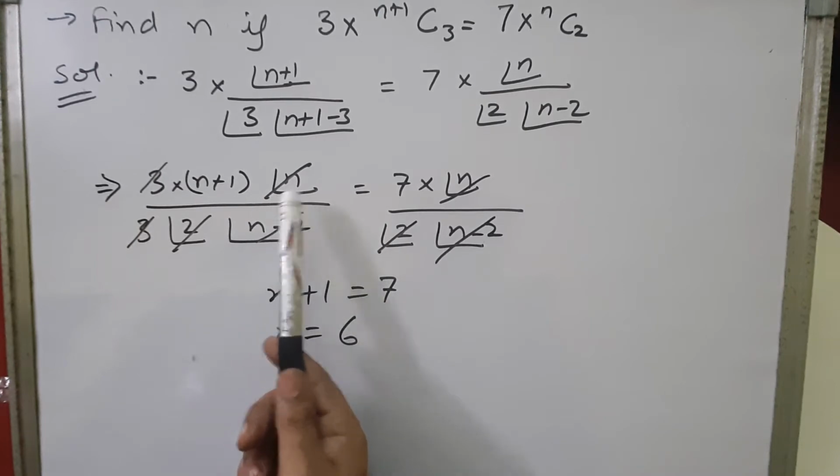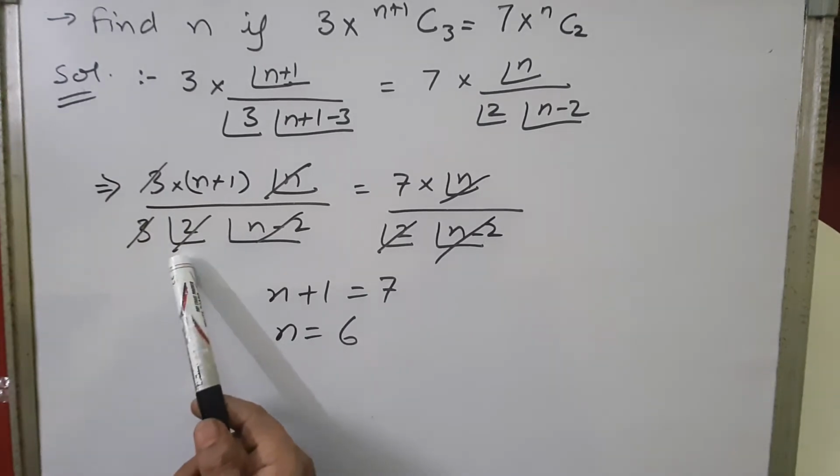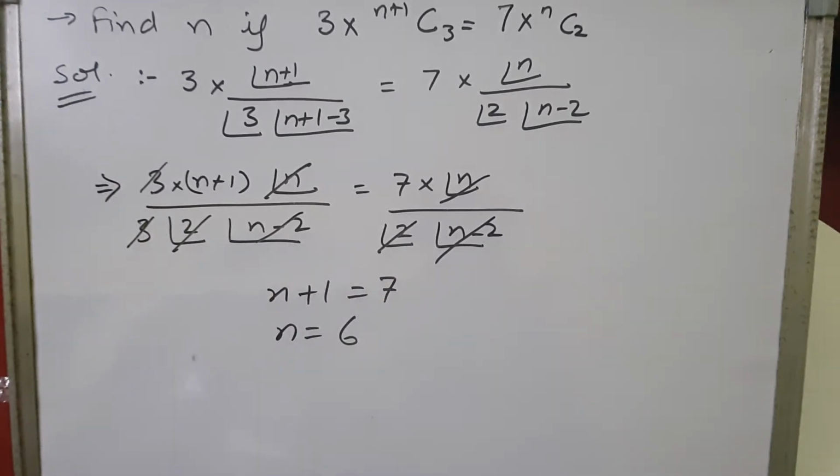So you can see here factorial n will get cancelled in the numerator. This 3 will get cancelled with this denominator 3. This factorial 2 and factorial 2 will get cancelled. Factorial (n-2) will get cancelled. So on the left hand side we will be having n plus 1. On the right hand side we are left with 7. When we transfer this plus 1 to that side, it will become 7 minus 1. The required value of n will be 6. Alright.